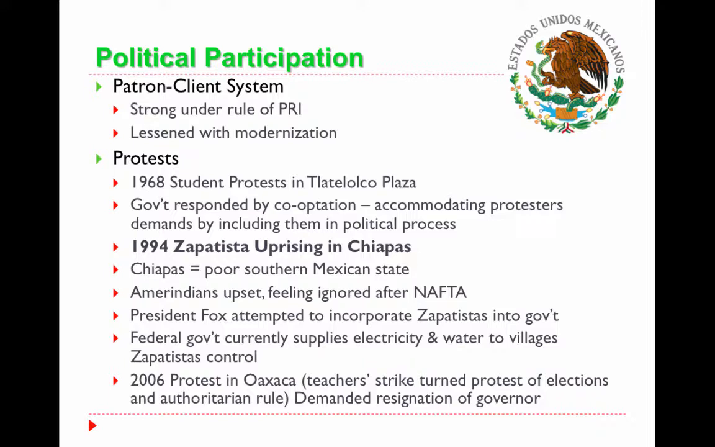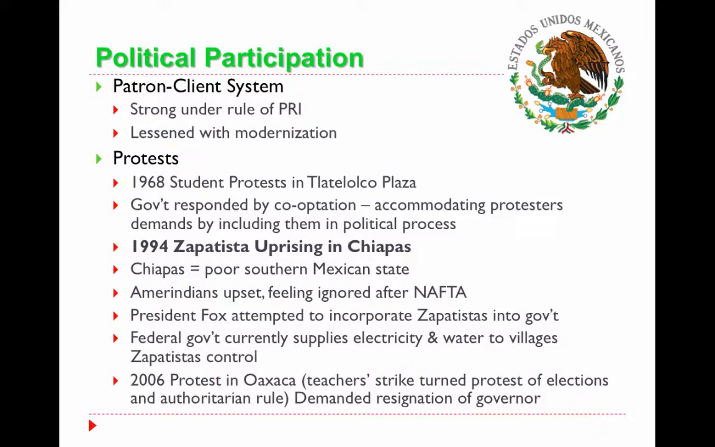So the strike was quite lengthy. It went on for several months. It eventually was subdued. Eventually, federal troops were called in to put down the strike, and the governor refused to resign and was able to retain his seat, but not without federal intervention.